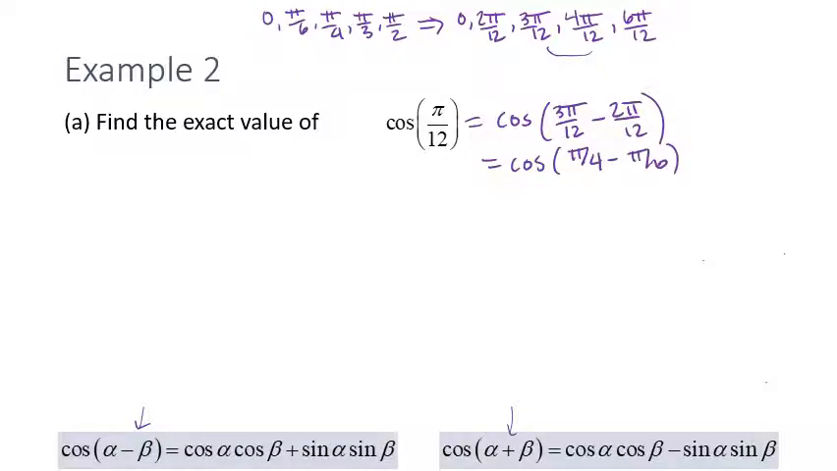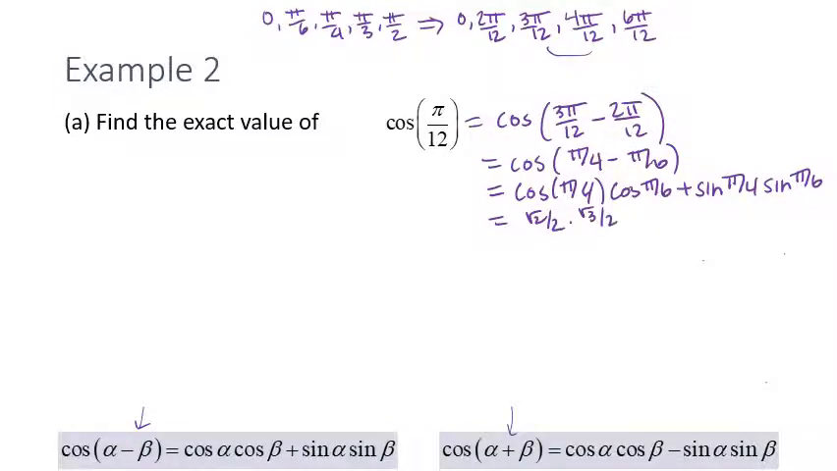And we have values for all of these, which is great. So that gives us, using the difference formula down here, the cosine of pi over 4 times the cosine of pi over 6 plus the sine of pi over 4 times the sine of pi over 6. So that gives us root 2 over 2 times root 3 over 2 plus root 2 over 2 times 1/2. So I get, again, root 6 plus root 2 all over 4.